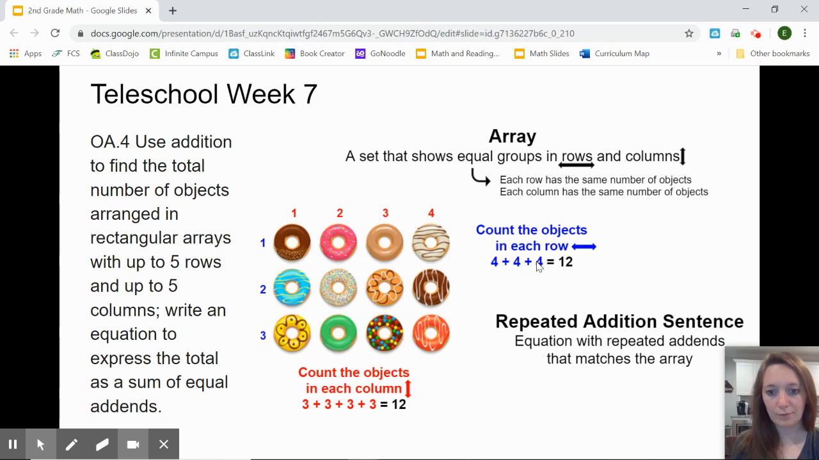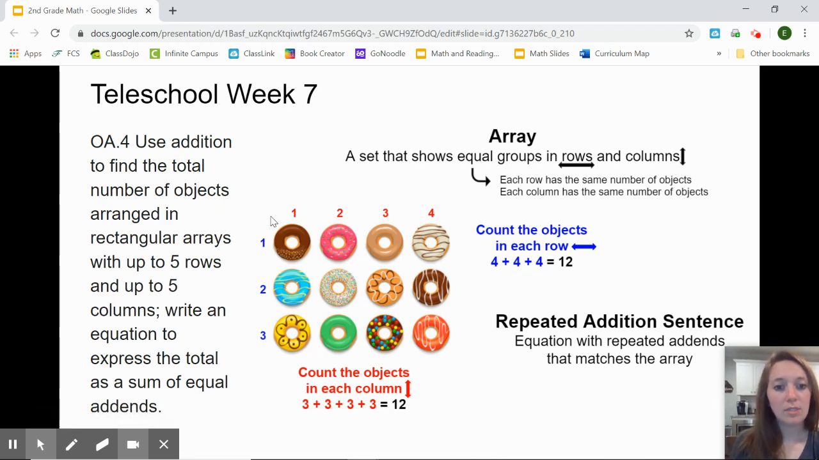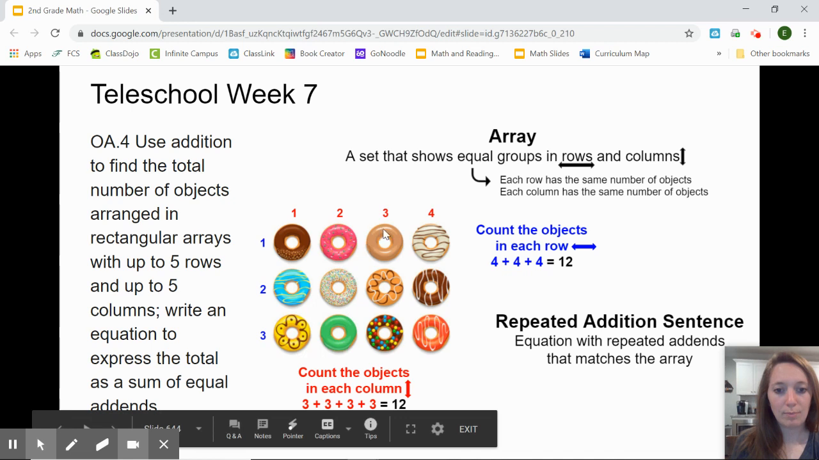And I can also prove that by skip counting it. 4, 8, 12. Okay, now we can actually do another repeated addition sentence for this array because we can look at what's in the columns. There's 3 plus 3 plus 3 plus 3, and that also makes 12. It's 3 four times. 3, 6, 9, 12. And there you have it.